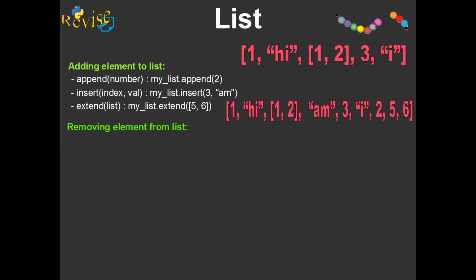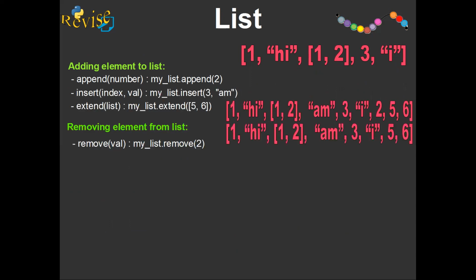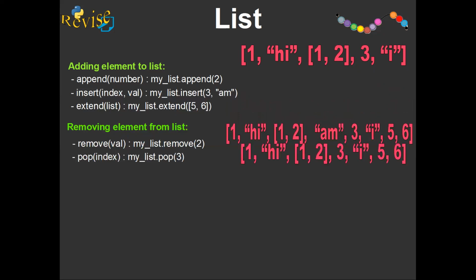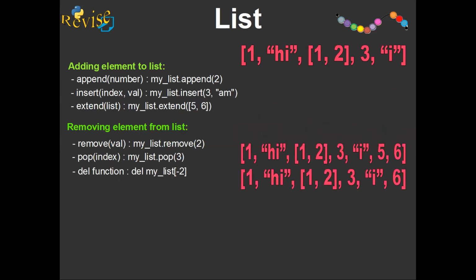In the same way you can remove an element using the remove function. We passed element 2, so 2 got removed from the third last position, as you can see. Or you can use the pop function, you pass a particular index. We pass the third index, so m got removed from the list. Or you can use the del statement. I'm using a negative index, del my list -2, so 5 got removed from the list, as you can see. So this is our list after the del statement.